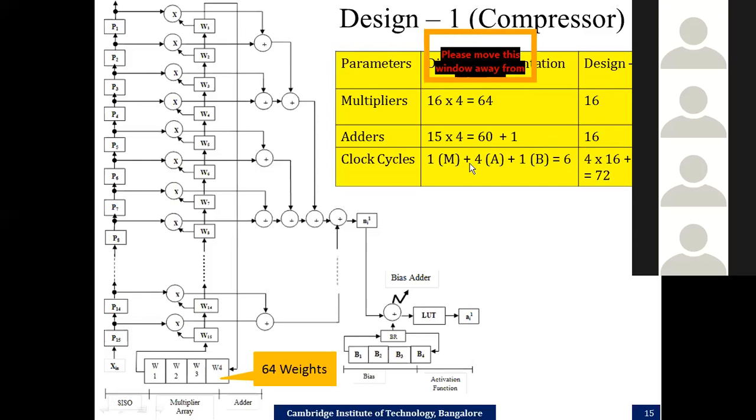But the limitation here is the clock cycle. In the first design, the general direct implementation, you need 1 clock cycle for multiplication, then another 4 clock cycles because it's a 4-stage adder, then another clock cycle for the bias. So you need 6 clock cycles altogether to perform the multiplication operations of the hidden layer. But in your design one, where you are sharing the weights, you need to wait for 72 clock cycles. This is one of the limitations of the design. I hope you have got the process.